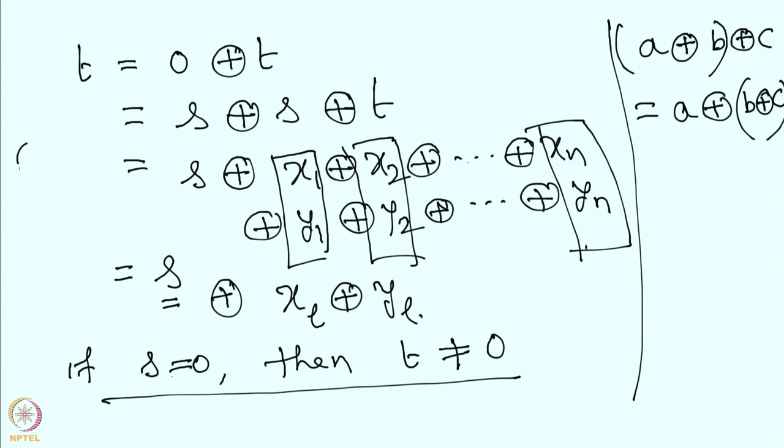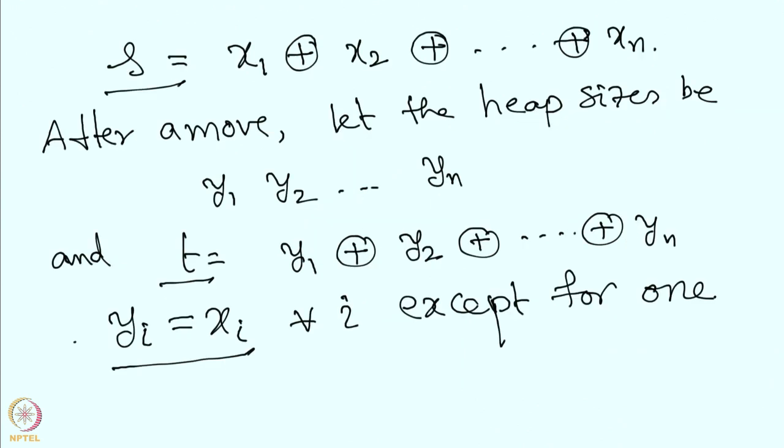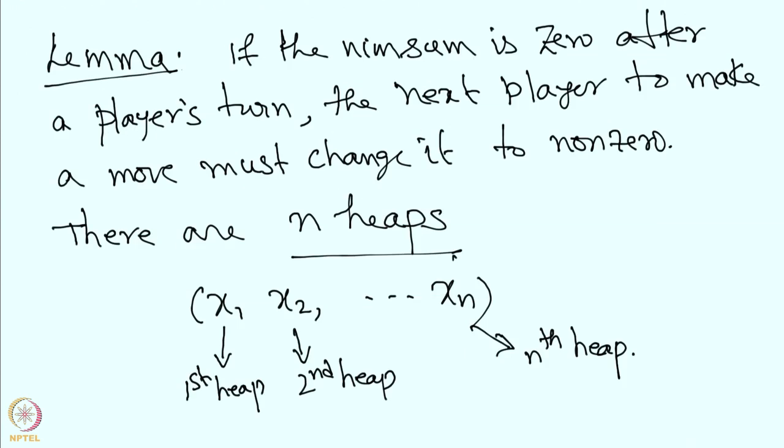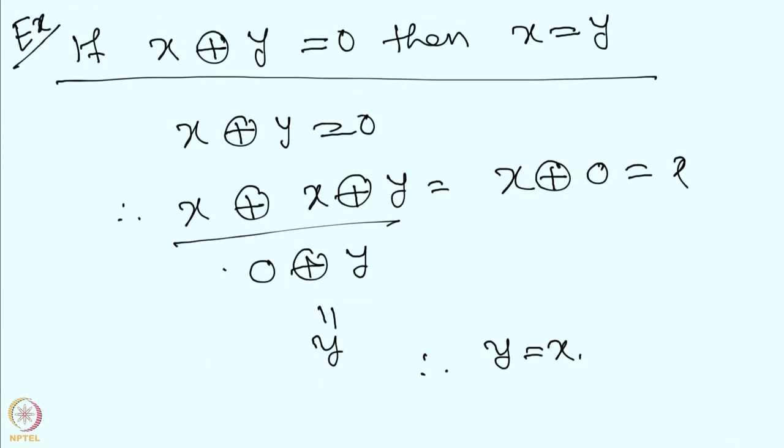Okay? So, now this proves this lemma. What this lemma says, to recall, is that if the Nim-Sum is 0 after a player's turn, the next player is changing the Nim-Sum to a non-zero thing. Now, the next question that comes is: when a player is making a turn, suppose the Nim-Sum is not 0, can he make a move so that the Nim-Sum becomes 0? Okay? So, let us do that lemma.